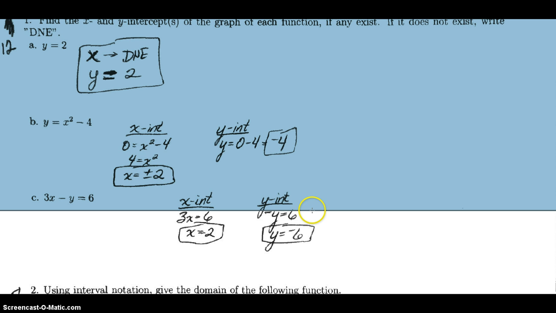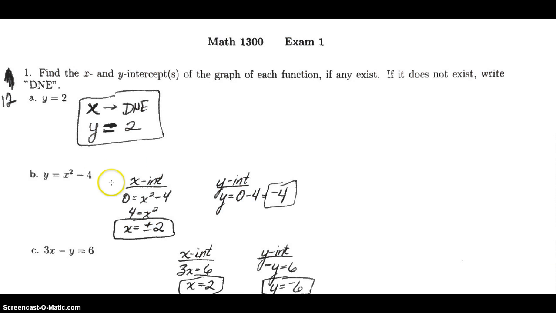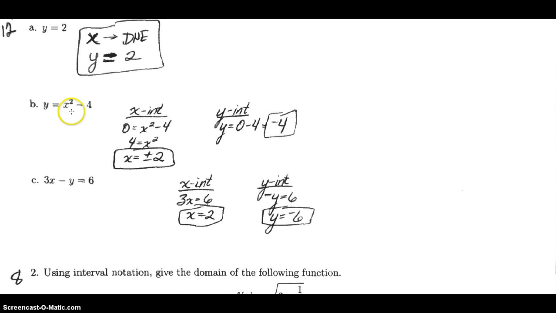On the second one here, we have x squared minus 4. So if we set y equal to 0 to find the x-intercept, we can solve and we get x equals plus or minus 2. Now I want to point out something here. Once you got to the step 4 equals x squared, a lot of people took the square root, which is correct. When you take the square root of both sides, you need to put plus and minus there.